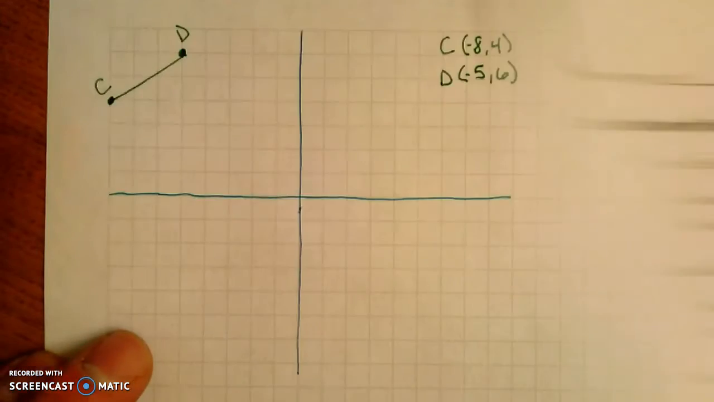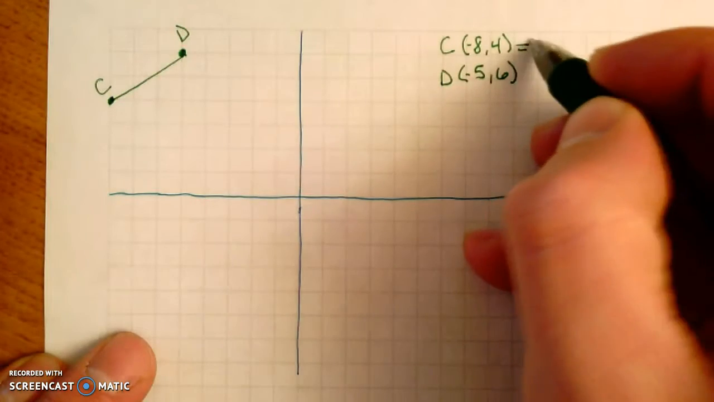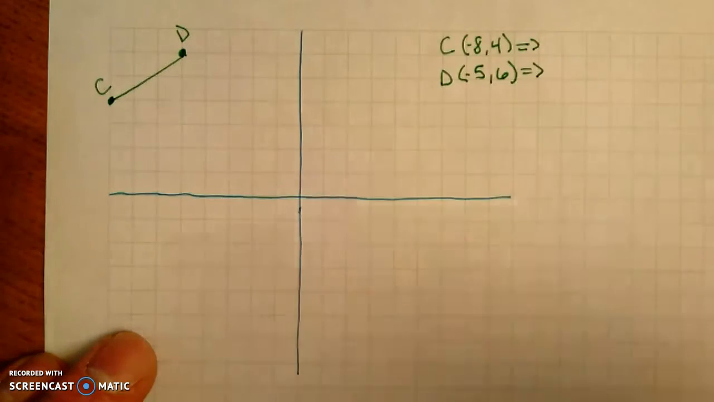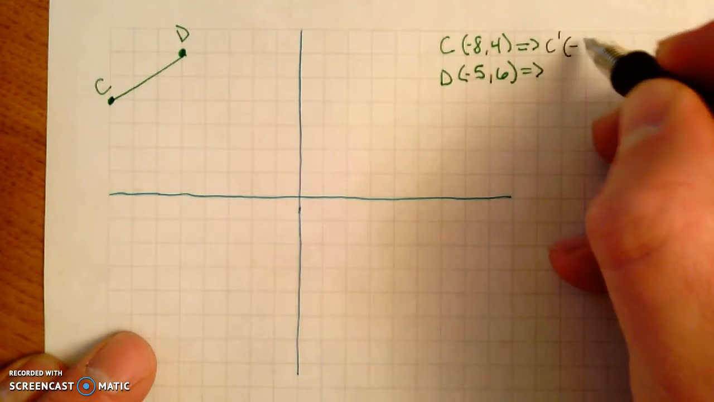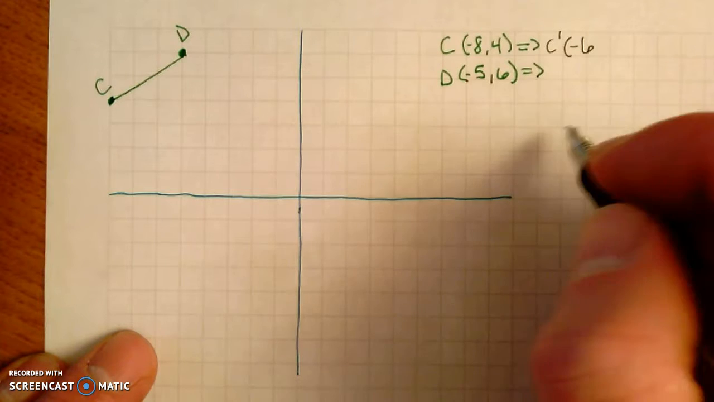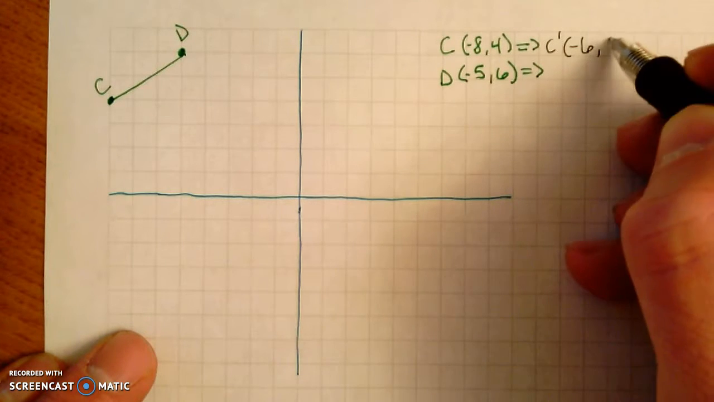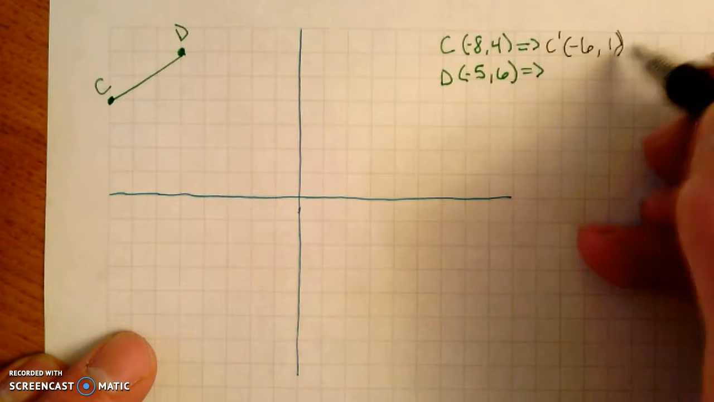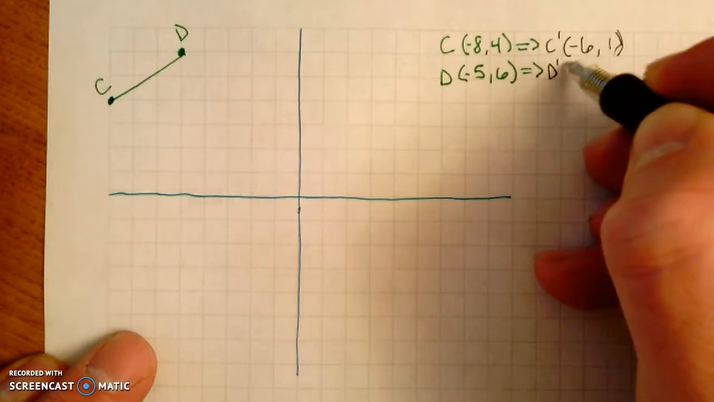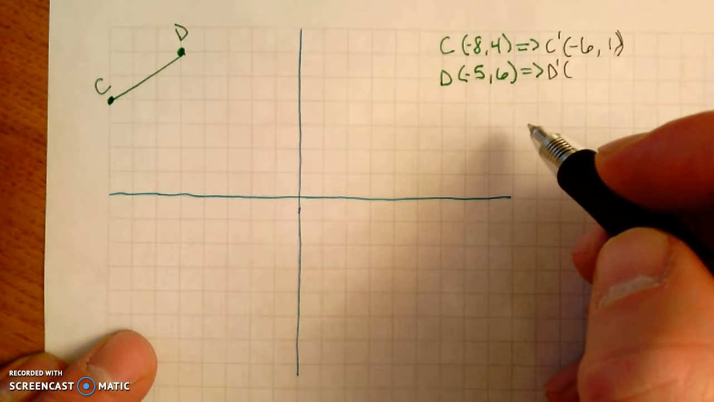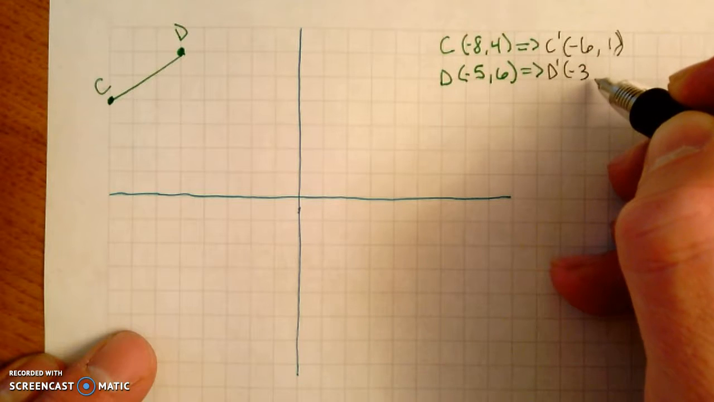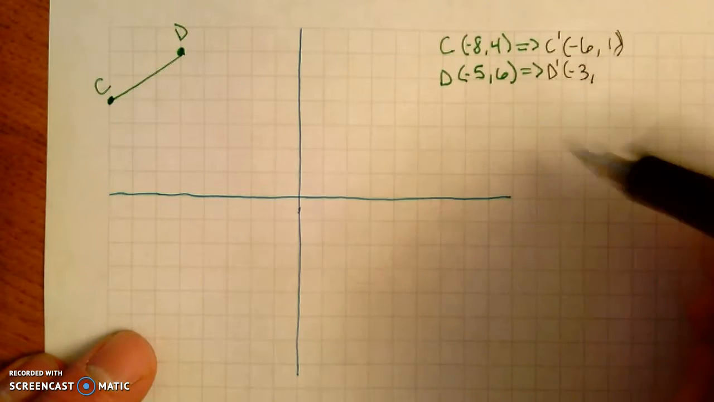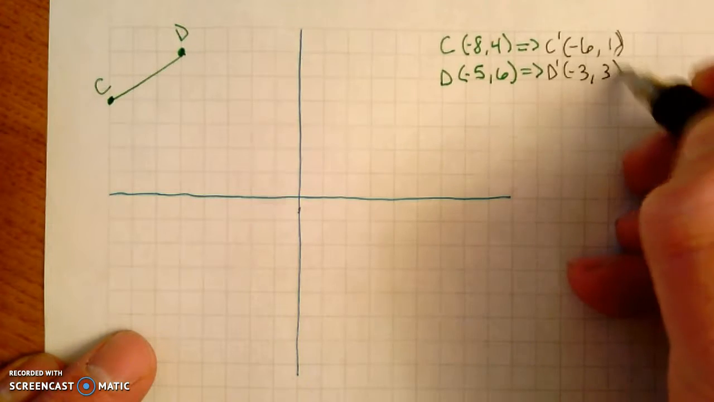So our first rule says, take a look at it here, to add 2 to the x-coordinate, subtract 3 from the y-coordinate. So that's going to take us over to, add 2 to the x-coordinate will give us C prime, that's -6, and subtract 3 from the y-coordinate will give us 1. Then down here, D prime, if I add 2 to the x-coordinate, that gives us -3. Then I subtract 3 from the y-coordinate, and that gives us 3.